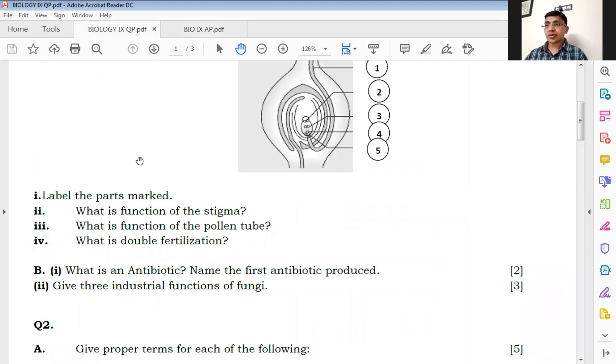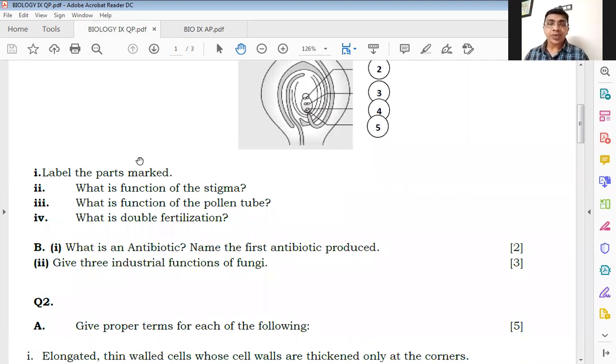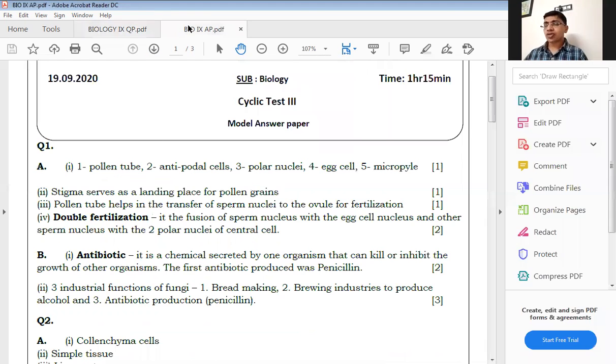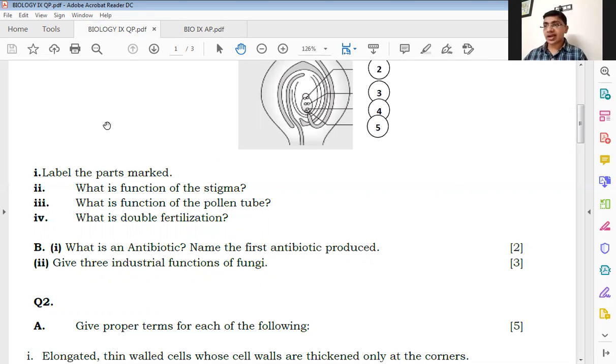Let's go to question number B, first and second here. The first is, what is an antibiotic? And name the first antibiotic which is produced. If you are observing, this question is just for 2 marks, so you're supposed to answer accordingly. The answer is very simple. An antibiotic is a chemical secreted by one organism that can kill or inhibit the growth of some other living organism, right? And the first antibiotic which was discovered or produced was penicillin, right? So that is about the B, first and second answer.